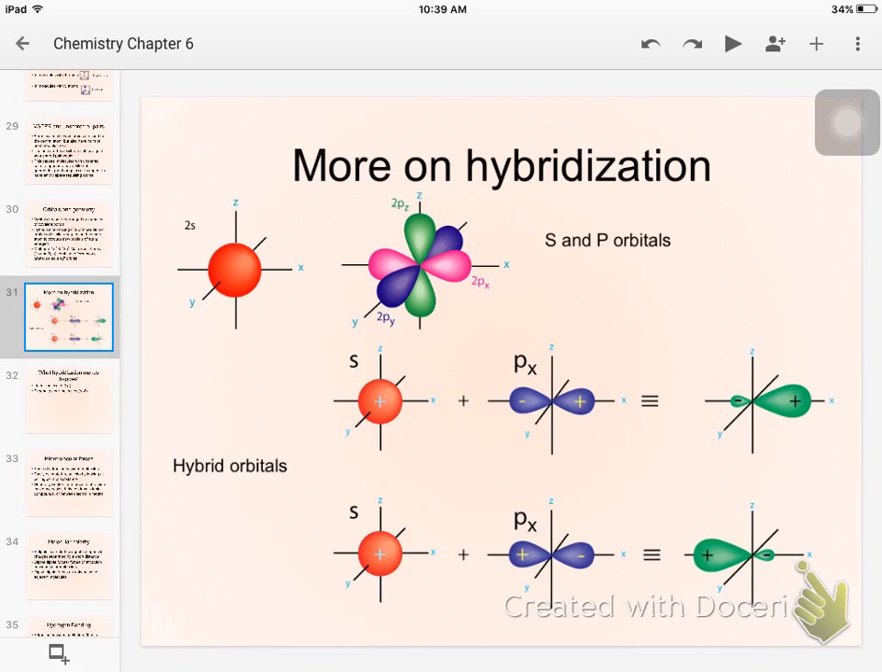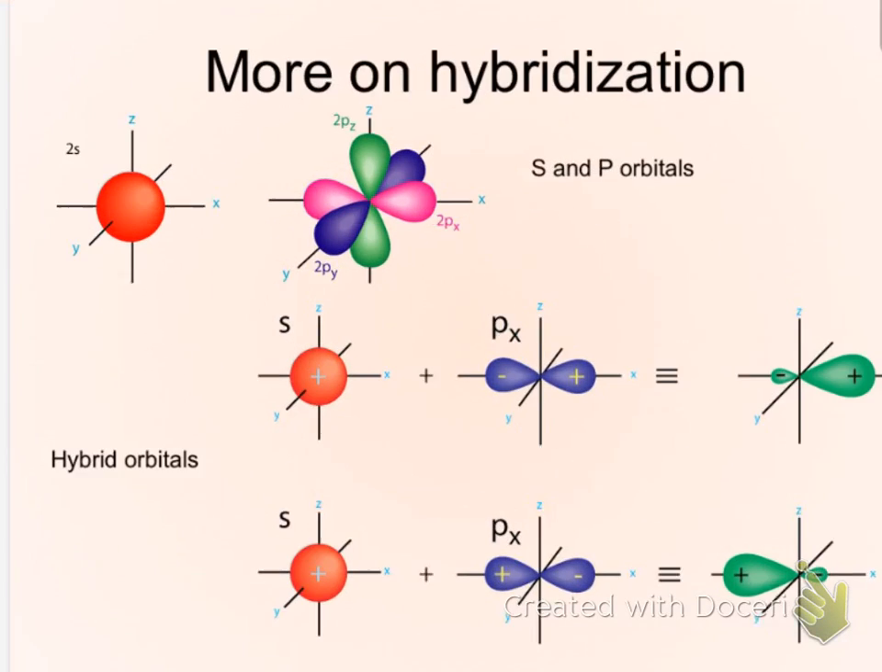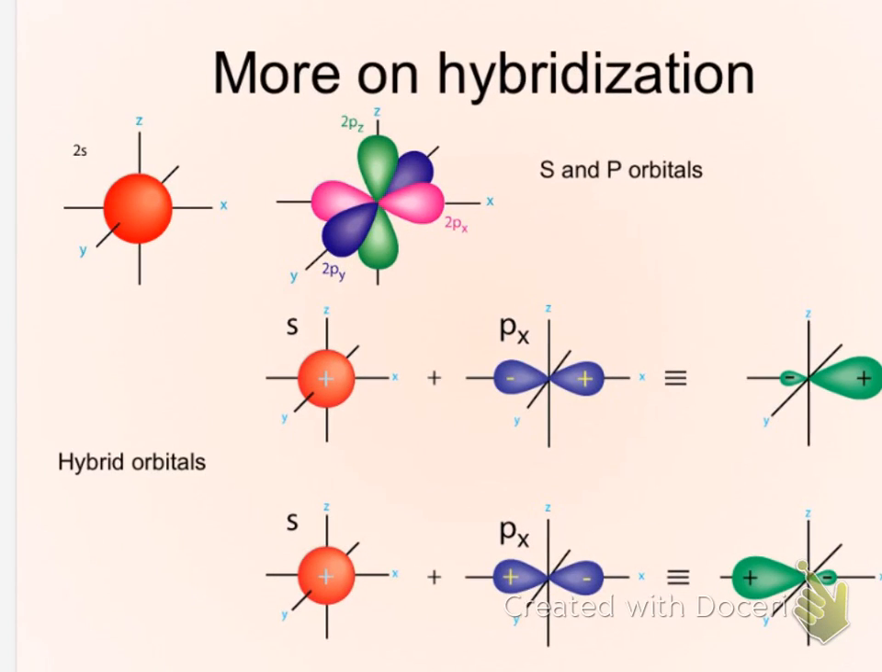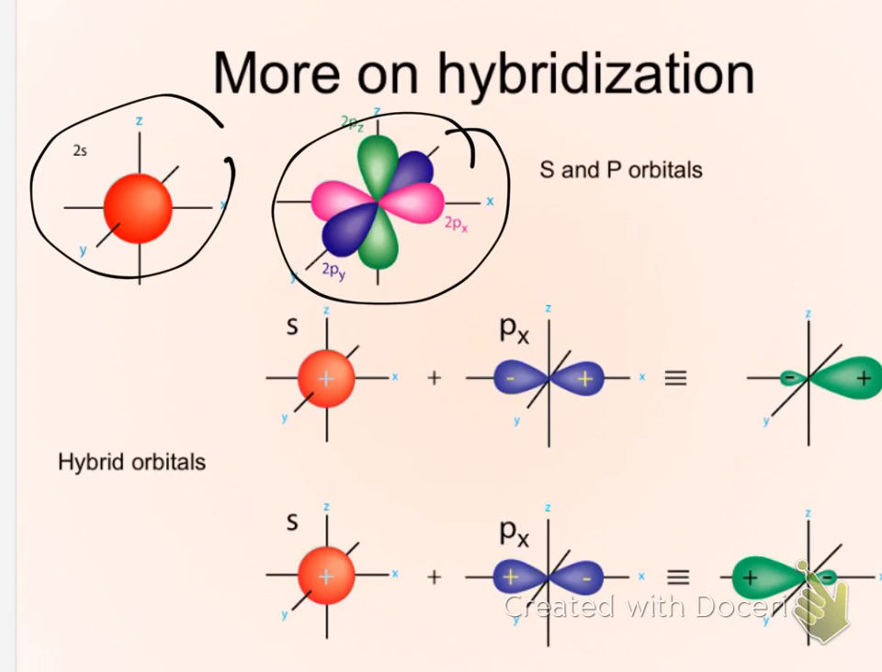Well, here's a nice picture. This is kind of what I tried to draw in my very bad way. There's an S, there are the P orbitals, and what we get out of it is this sp orbital, sp hybrid.